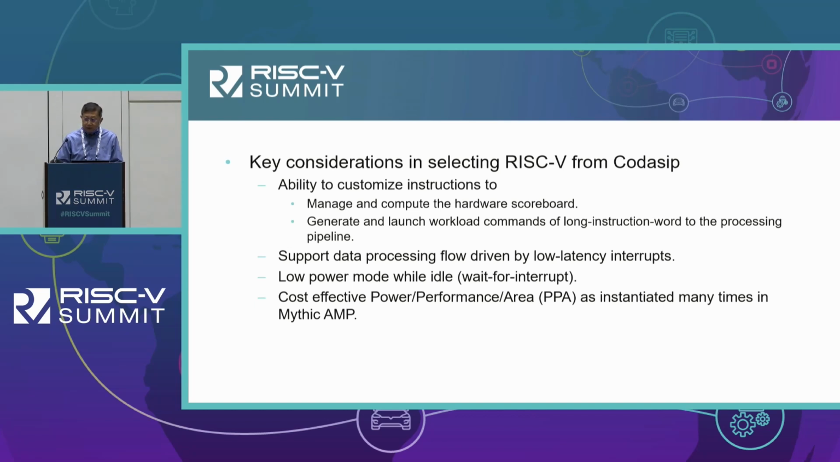And the very last one: if you saw the initial pictures, we have so many identical tiles integrated in our SoCs. So we want our embedded processors to be cost effective in power, performance, and area, as we instantiate so many, tens or hundreds, in our SoCs. So with all these key criteria, when we selected our processor, the RISC-V from Codasip fit the bill very nicely and meets all the criteria. So for now, I will hand over to my colleague, Zdeněk, to finish the remaining presentation.